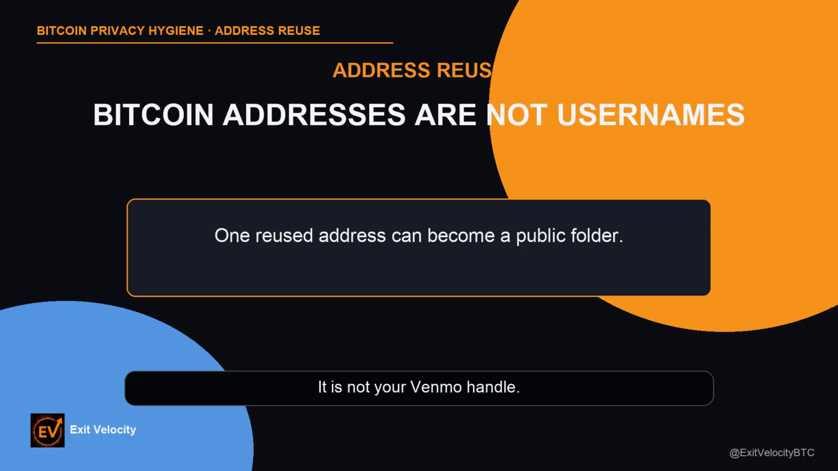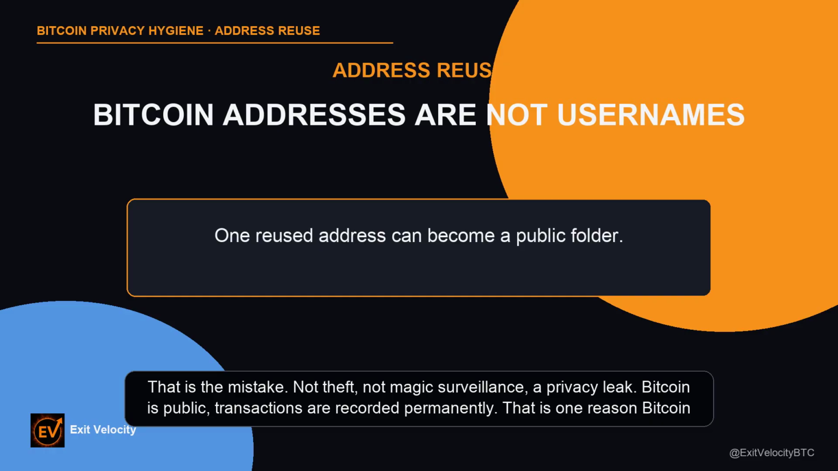Because a Bitcoin address is not a username, it is not your Venmo handle, it is not your public account number, it is a receiving destination. And if you use the same receiving destination over and over, you can turn separate payments into one public folder. That is the mistake. Not theft, not magic surveillance, a privacy leak.